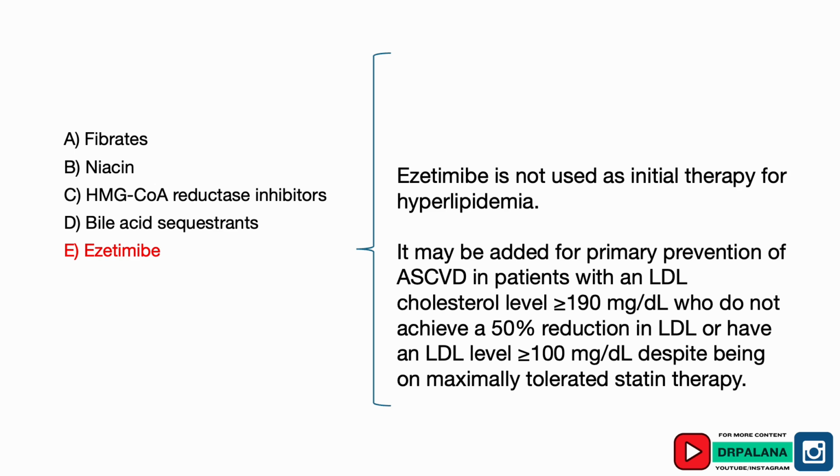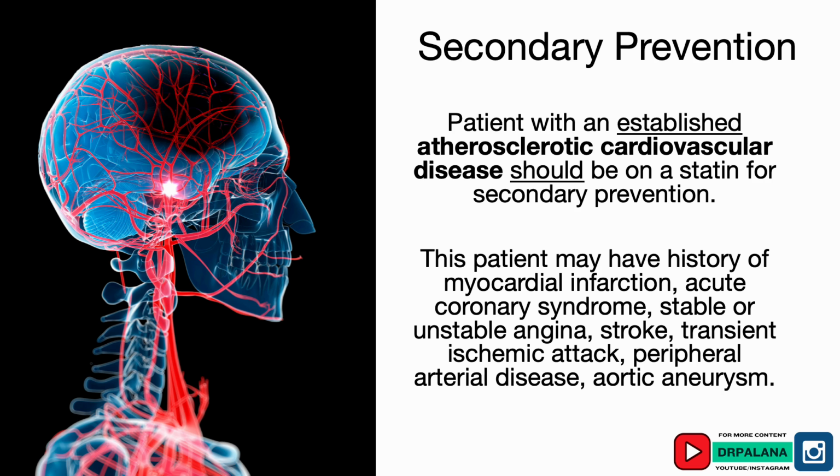Ezetimibe was also the wrong answer. Ezetimibe is not used as initial therapy for hyperlipidemia. It may be added for primary prevention of ASCVD in patients with an LDL cholesterol of at least 190 who do not achieve a 50% reduction in LDL or have an LDL level of more than 100 despite being on maximally tolerated statin therapy. What about secondary prevention?